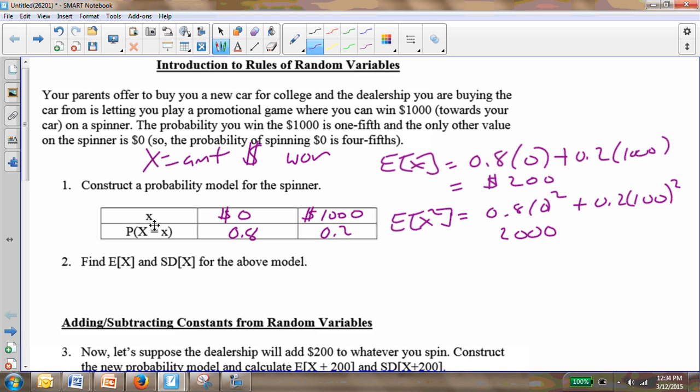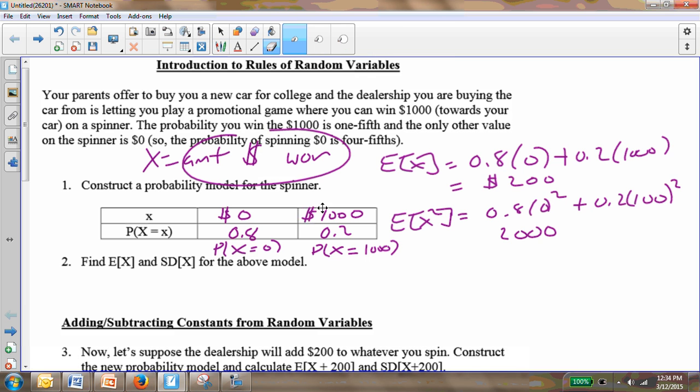And by the way, don't let this table throw you off. Capital X is the amount of money won. That's your random variable. So when it says probability capital X equals little x, you just follow this table across. Here little x is 0, so this 0.8 is the probability that capital X equals the value above it, 0. So the probability that X, the amount of money won, equals 0 is 0.8. Then this 0.2 is the probability that capital X equals, well, the little x here is 1,000. So the probability that the amount of money won is $1,000 is 0.2. So don't let the way that table's set up throw you off any.